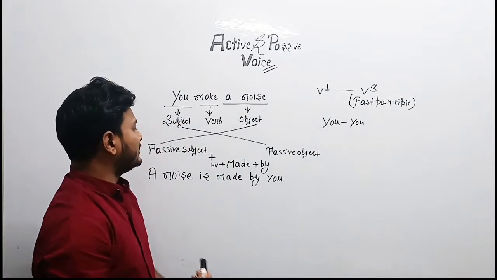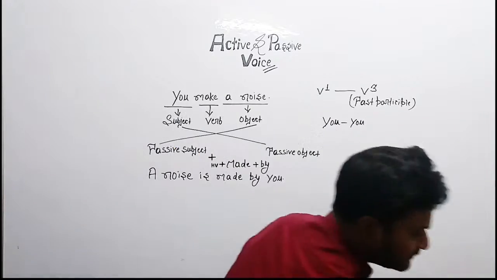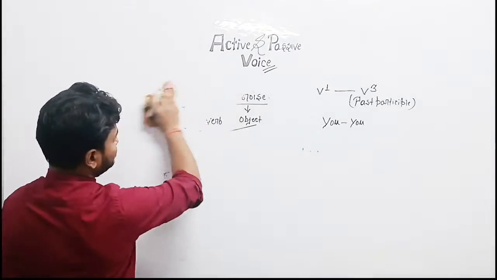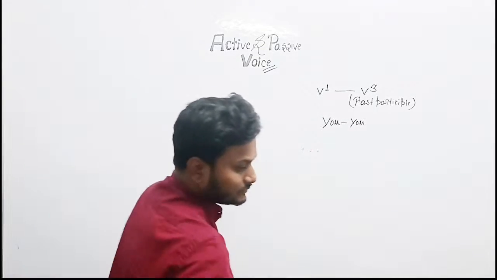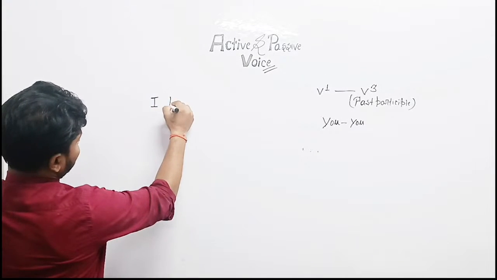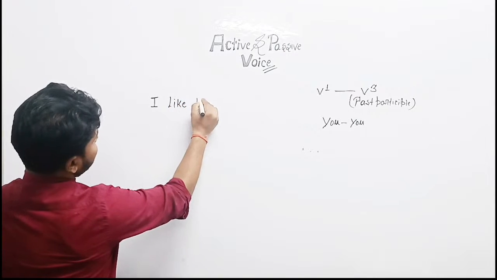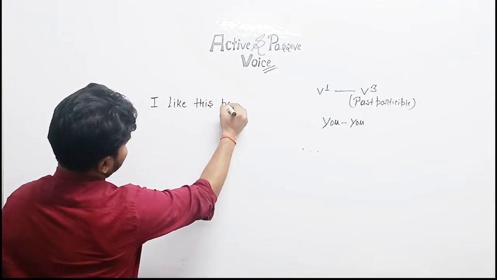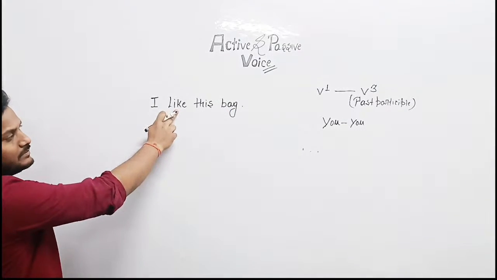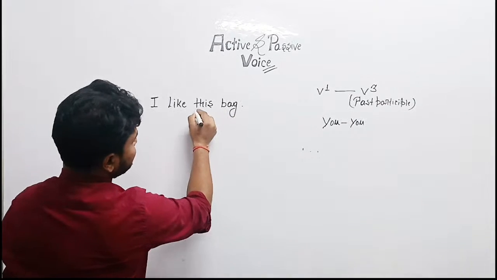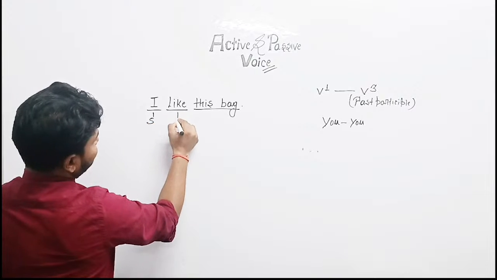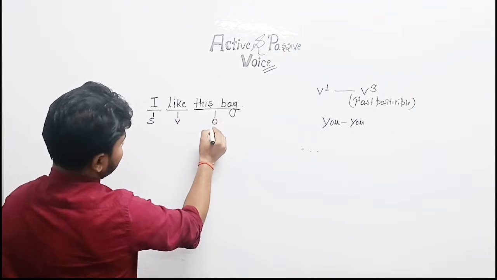Now move back to another example. Let me write it: I like this bag. In the same way, this is the subject, this is the verb, and after that we have the object. Now change this: this is the object, this is the verb, this is the subject.